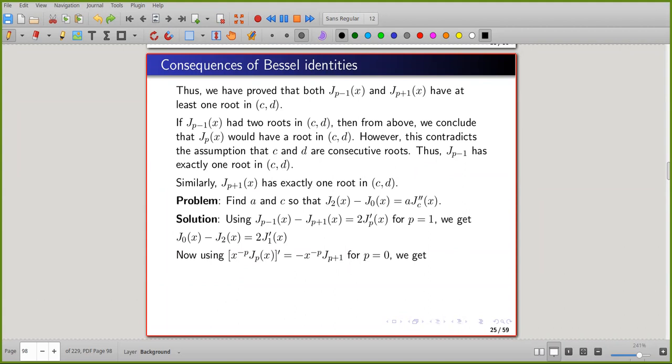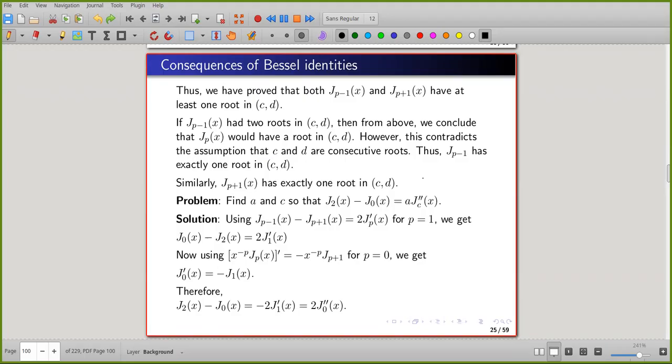And now we use one of the first two identities, the derivative of x to the power minus p Jp(x) is equal to this thing. And we put in p equal to 0. Then when we do this, we get J0 prime is equal to minus J1(x). So remember we have J1 here, and we want to make this into a second derivative because we want a second derivative here. So we differentiate both sides. So we get J2(x) minus J0(x) is equal to minus 2 J1 prime x, which is equal to 2 J0 double prime x.